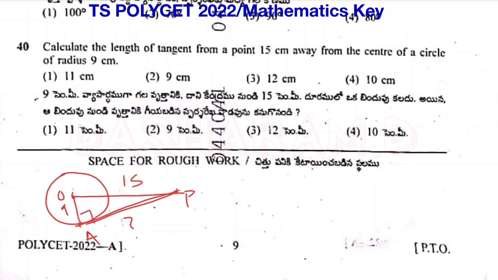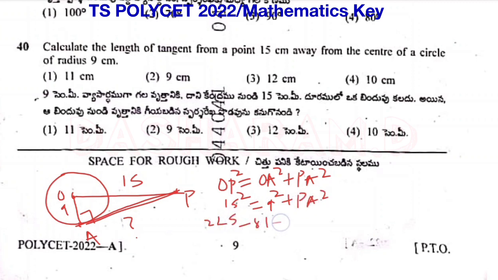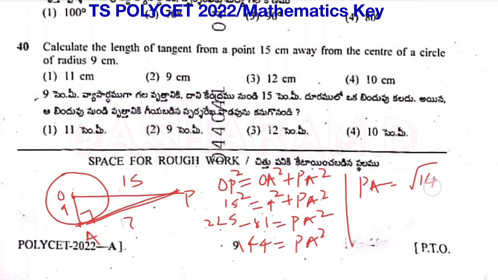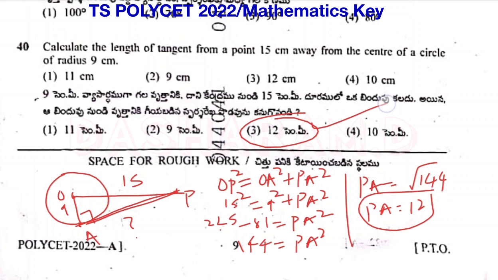And we know that here will be 90 degrees, so we can apply the Pythagoras theorem. Pythagoras theorem is OP square equals OA square plus PA square. OP square is 15 square and OA square is 9 square, plus PA square. 15 square is 225 and 9 square is 81, minus 81. PA square is 144, then PA equals under root 144, then PA equals 12 centimeters. So option 3 is correct.